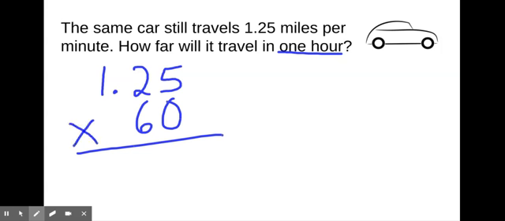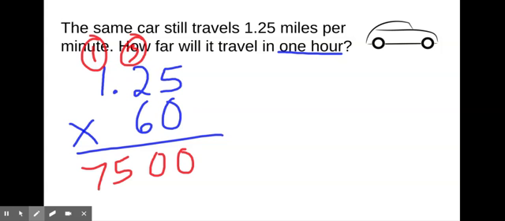Just like before, I'm going to solve this problem as if there was no decimal here. So let's ignore the decimal for now and just solve it using our regular multiplication. We have a 0 here, so I know there's going to be a 0 down below. Then I can multiply. 6 times 5 gives me 30. 6 times 2 plus 1 gives me 15. And 6 times 1 plus 1 gives me 7. So I end up with 7,500 as my answer. But now I need to figure out where this decimal is going to go.